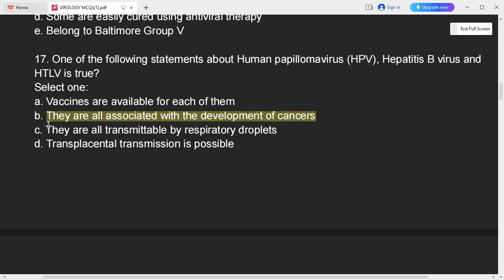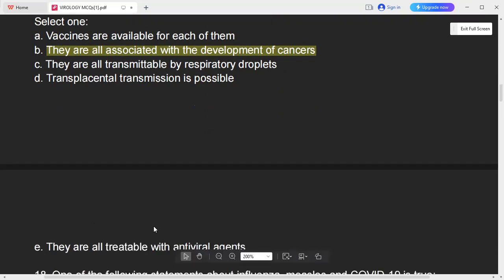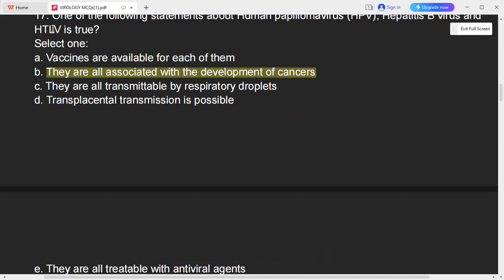There's no. So you see, they're all transmissible by respiratory droplets? I mean, none of them are transmitted by respiratory droplets. So it's either sexual contact, blood. Transplacental transmission is possible, maybe hepatitis B, but for HTLV, it's not common. They are all treatable with antiviral agents. So HTLV has no antiviral agent.